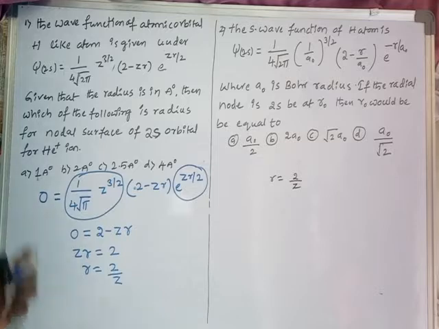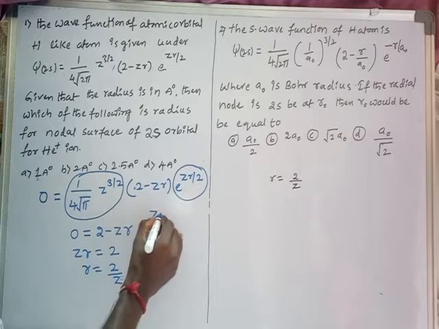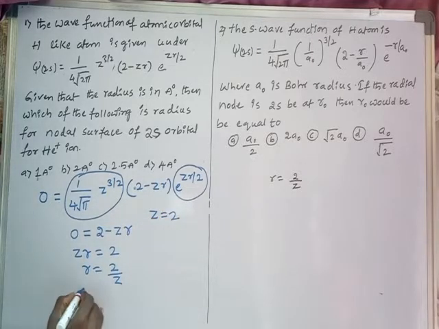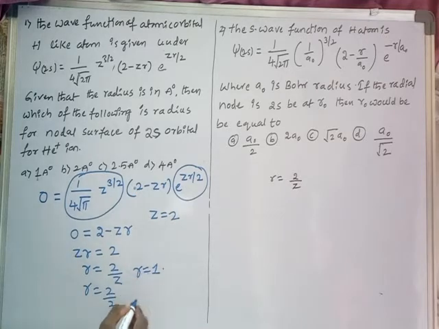Z is nothing but what? Atomic number. Here which atom? Helium plus ion. For helium plus, what is the atomic number? 2. Now you can substitute here r equal to 2 by 2, then r equal to 1. What is the radius? Angstrom. So here the radius is in angstrom, means 1 angstrom is the answer. So here the question is very large, but the answer is simple. So from the radial wave function, we can calculate the radial node like this.